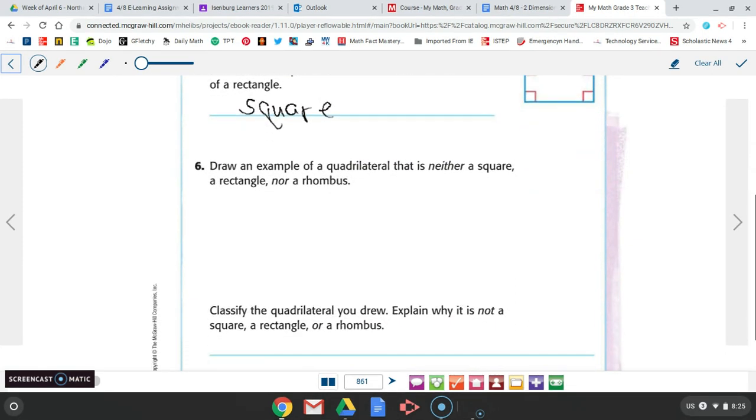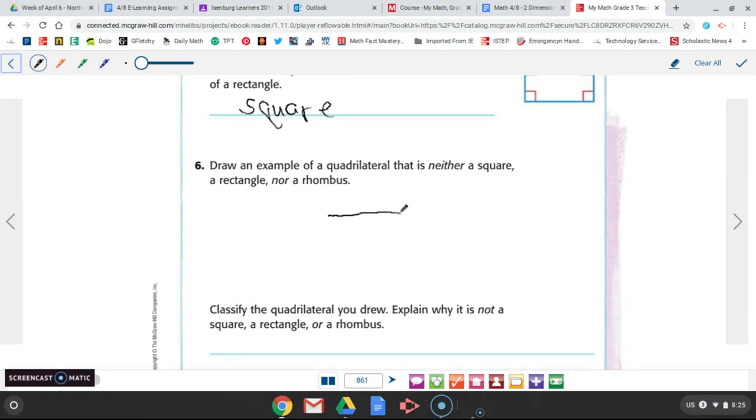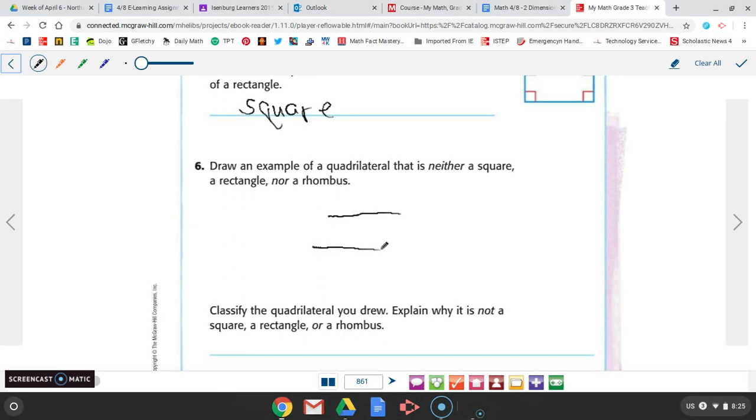Number 6, draw an example of a quadrilateral that is neither a square, a rectangle, or a rhombus. Well, we could draw a parallelogram. So the top would be the same length as the bottom. They just kind of start and stop in different places. And then you connect your sides. It's kind of hard for me to do on the screen. But a parallelogram would not be a square, a rectangle, or a rhombus.